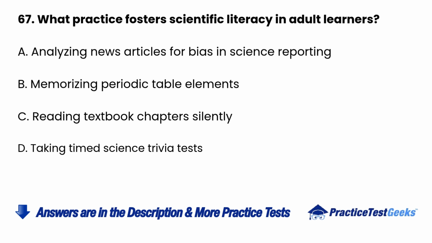67. What practice fosters scientific literacy in adult learners? A. Analyzing news articles for bias in science reporting. B. Memorizing periodic table elements. C. Reading textbook chapters silently. D. Taking timed science trivia tests.